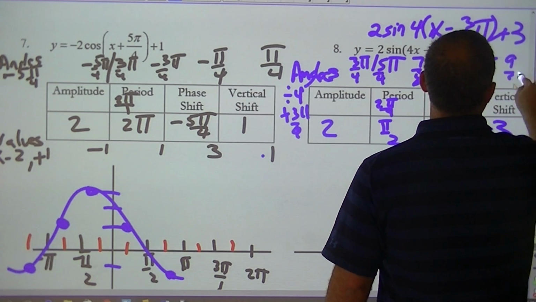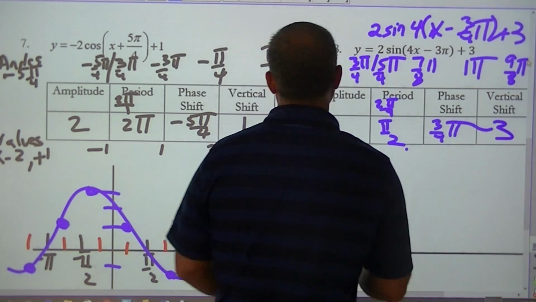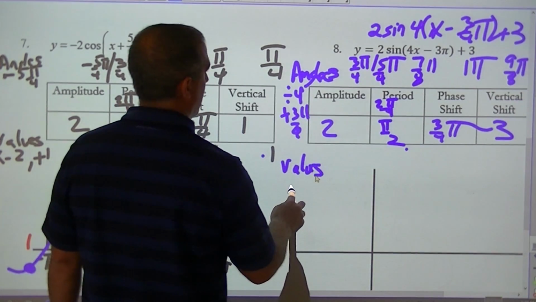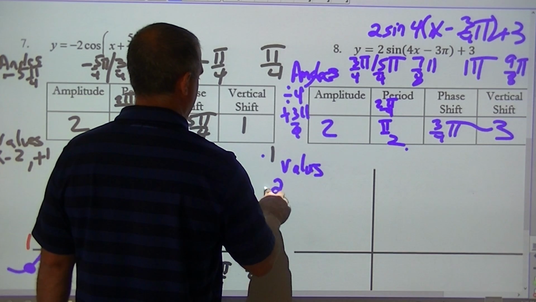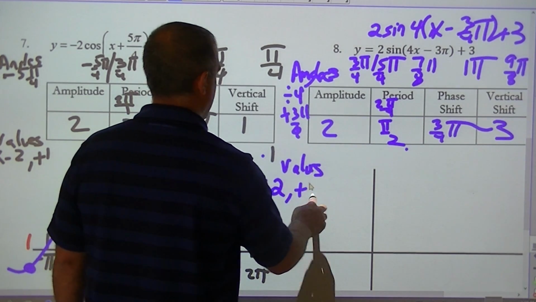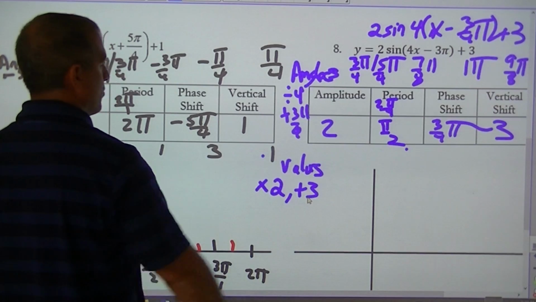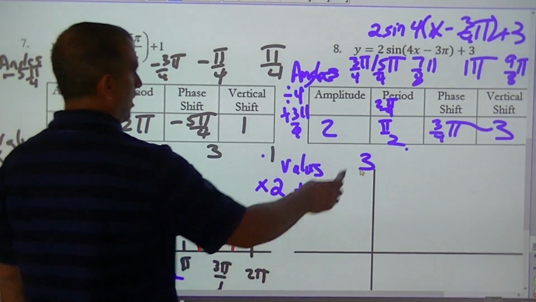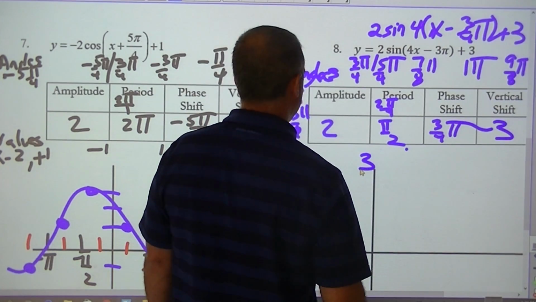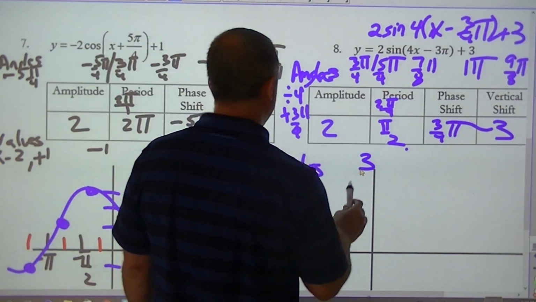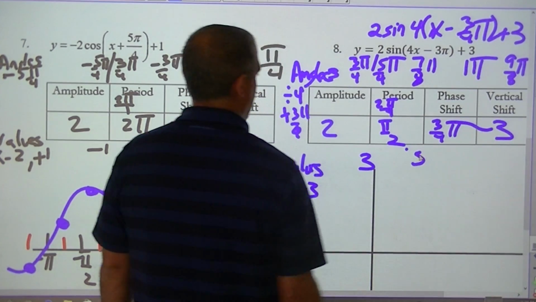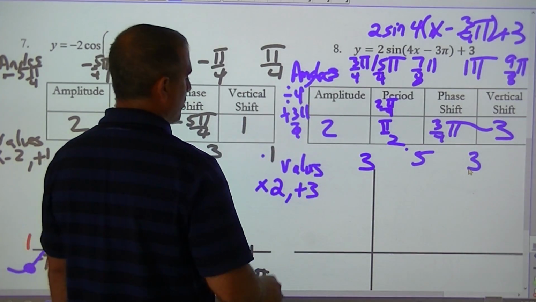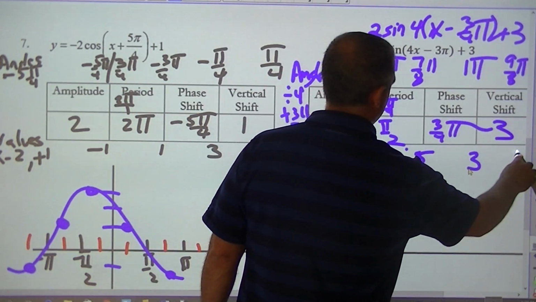Okay, with my values, just to speed this along, I'm going to times 2 and then add 3. In the interest of time, we're doing sine. 0 times 2 is 0, plus 3 would be 3 for that one. The second one would be 2 times 1, which would be 2, plus 3 would be 5. Then 0 times 2 plus 3 would be 3. And then that would be negative 2 plus 3, which would be 1.